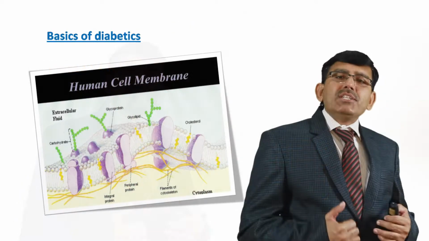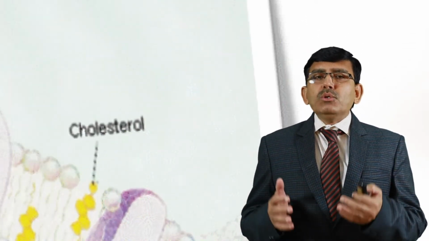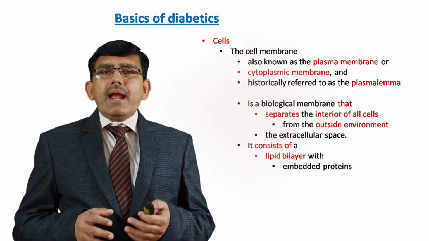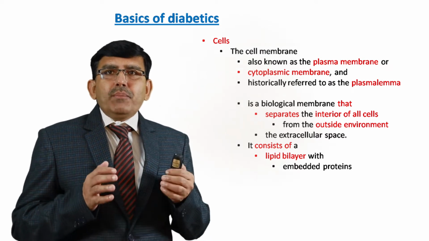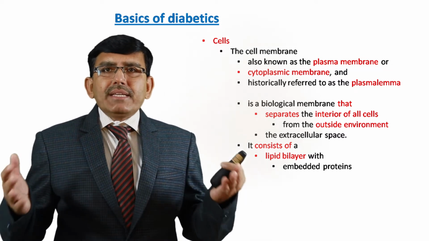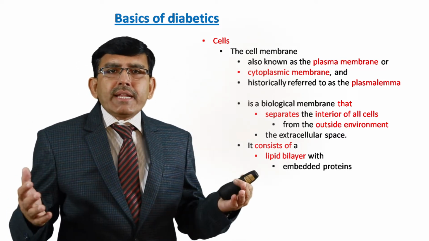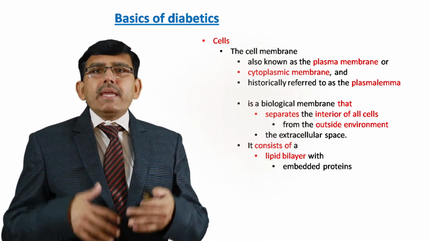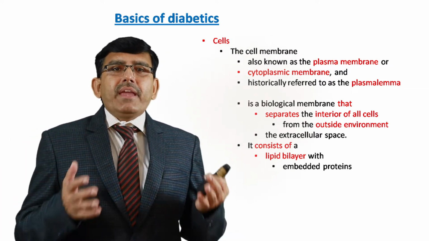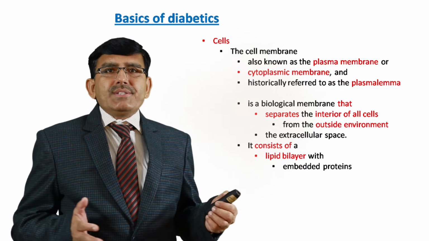Then we have the next major component called the cell, which has one type of membrane also known as the plasma membrane, cytoplasmic membrane, and historically referred to as the plasmalemma. It is a biological membrane that separates the interior of the cell from the outer environment. It is a type of protection of the inner body from the outer side, called extracellular space. It consists of a lipid bilayer with embedded proteins.